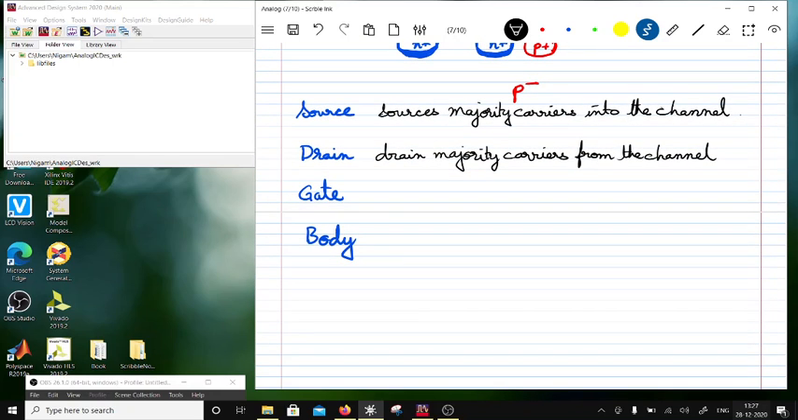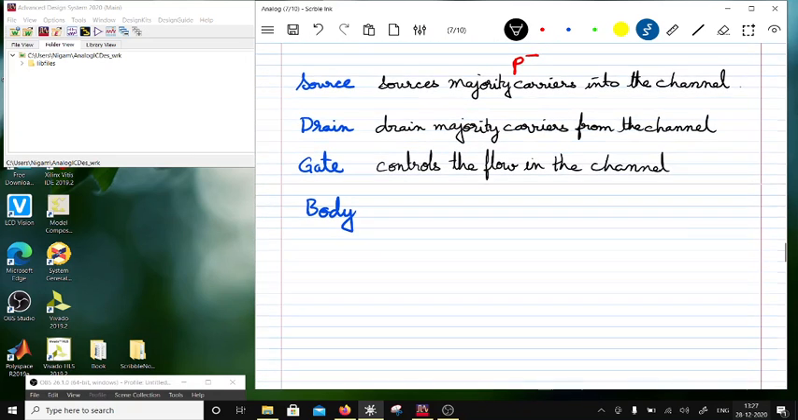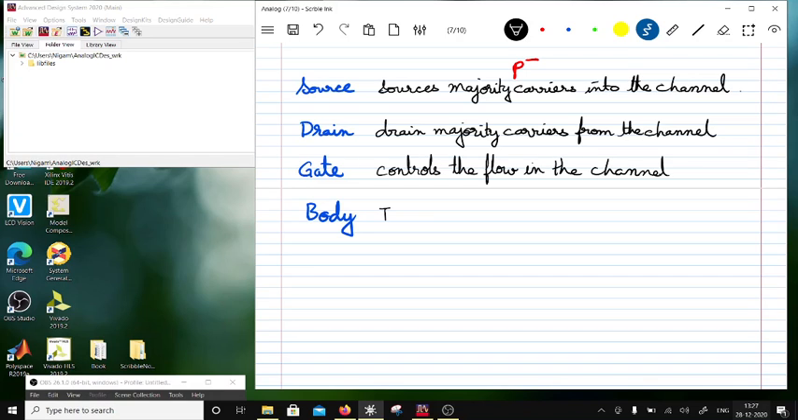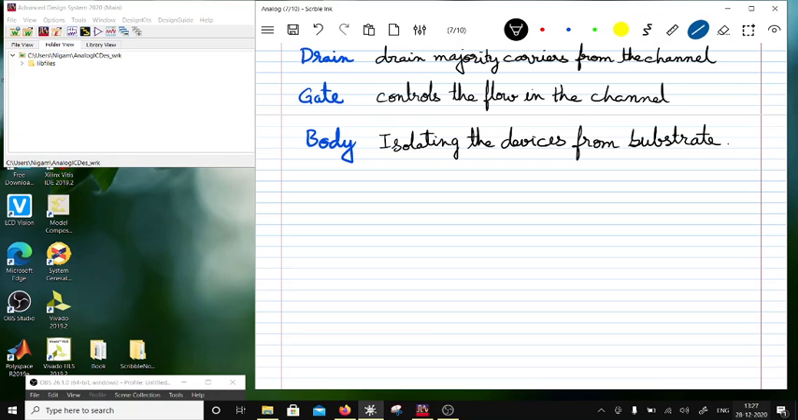And gate basically gates, or rather controls, the flow in the channel, right? Gate controls the flow of carriers in the channel, and body is for isolating the devices from substrate. Okay, let's see one by one what is happening over here. So it doesn't matter, I'm going to draw this again.